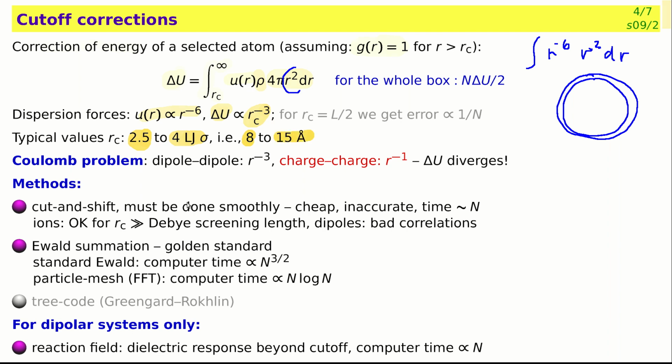But okay, we have also Coulomb forces. So let's try to put here the Coulomb potential, 1 over r. But apparently such an integral from cutoff to infinity doesn't converge. So we are not able in a reasonable way to cut the Coulomb potential at all, because we are not able to calculate the correction. There's something wrong with it.